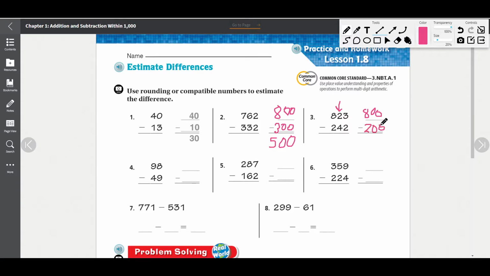Now it's time for us to do our subtraction. 0 minus 0, you know what that is? Same here, 8 minus 2 is equal to 6.